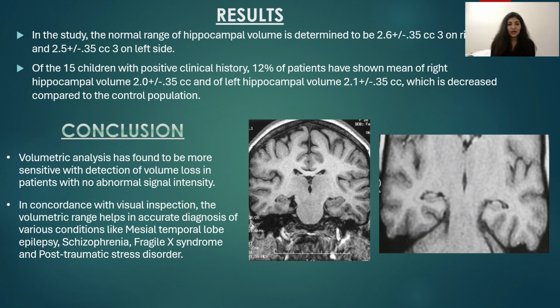Coming to the conclusion, volumetric analysis has been found to be more sensitive in the detection of volume loss in patients with no abnormal signal intensity. In concordance with the visual inspection, the volumetric range helps in the accurate diagnosis of various conditions like mesial temporal lobe epilepsy, schizophrenia, Fragile X syndrome, and post-traumatic stress disorder.